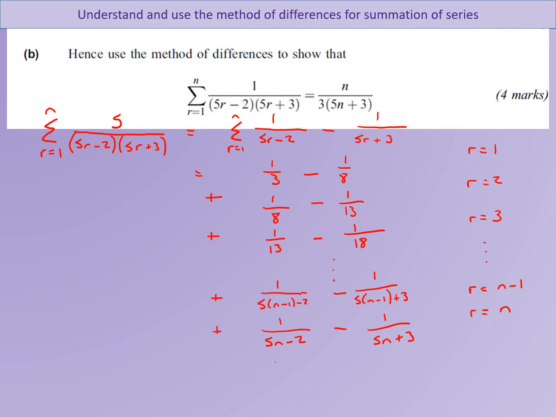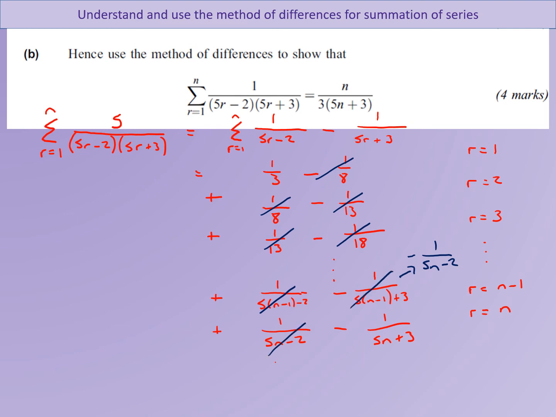So the minus an 8th and the plus an 8th, the minus a 13th, the plus a 13th, the minus an 18th is going to cancel with a term on the next line. Similarly, this term here is going to cancel with one above it. And then finally, we just need to check, do these 2 terms here cancel? They should do. So this term here becomes 1 over 5n minus 5 plus 3. So that's 5n minus 2.